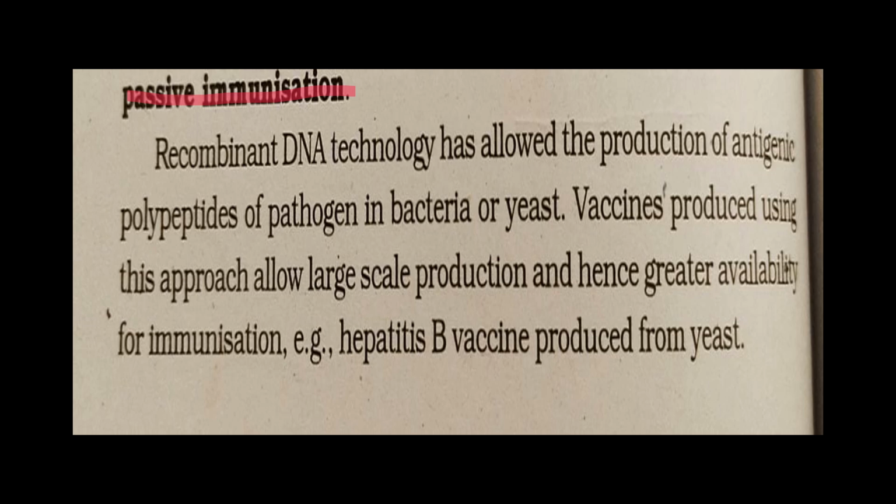Recombinant DNA technology has allowed the production of antigenic polypeptides of pathogen in bacteria or yeast. Vaccines produced using this approach allow large-scale production and hence greater availability for immunization. Example, Hepatitis B vaccine produced from yeast.